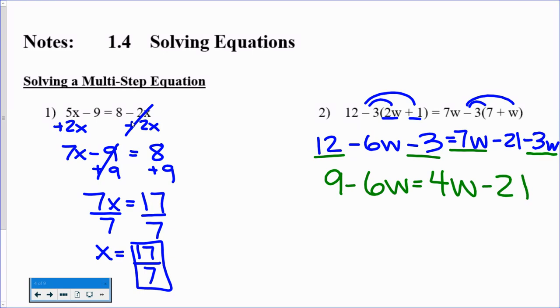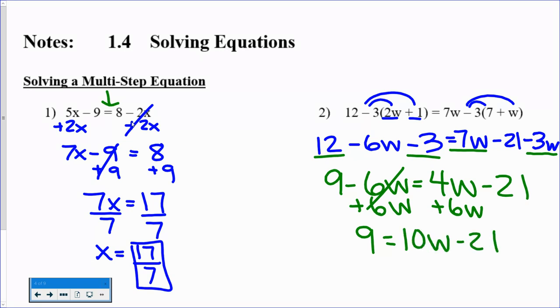Now it's looking similar to how our first equation started with variables on both sides. So I want to get my variables all on the same side. I can choose to subtract 4W from both sides, or I can add 6W to both sides. So that is up to you. Like I said before, I like to keep things positive. Maybe I'll make less mistakes if I have less negatives. And so 4W plus 6W would make 10W minus 21.